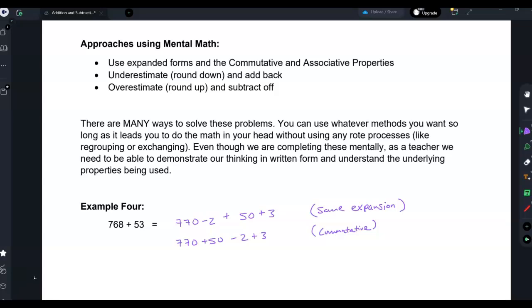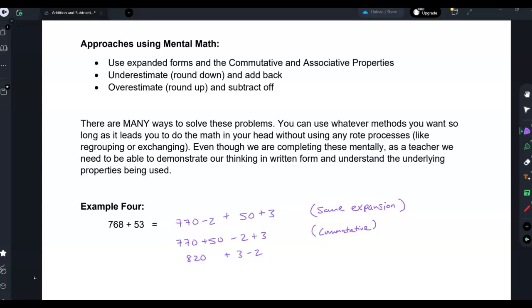And say, well, it's easier to do 770 plus 50 and then deal with the minus 2 and the plus 3. And notice when I'm moving that around that the minus sign is going with the 2 when I move it. So then 770 plus 50, we said that was 820, and that was the part that was easier to do in our head. But then negative 2 plus 3, or if you haven't done negatives yet, then you change it to 3 minus 2. And that's just fine, right?